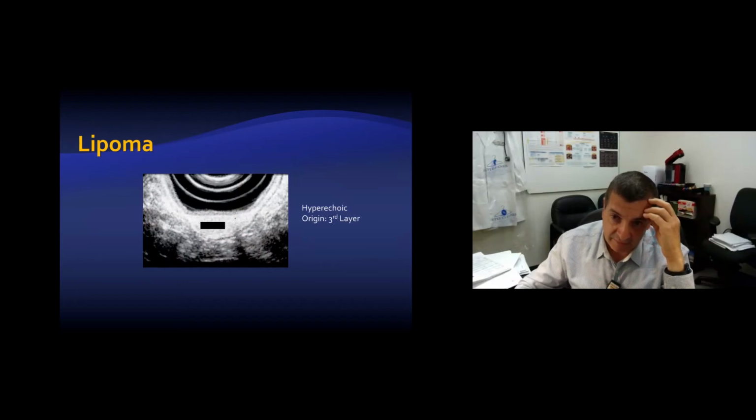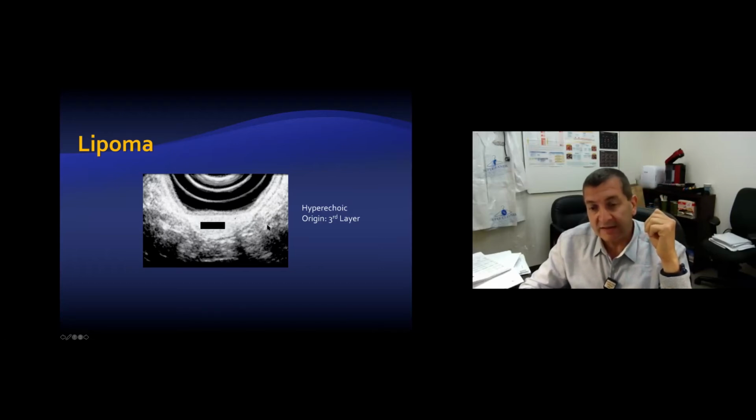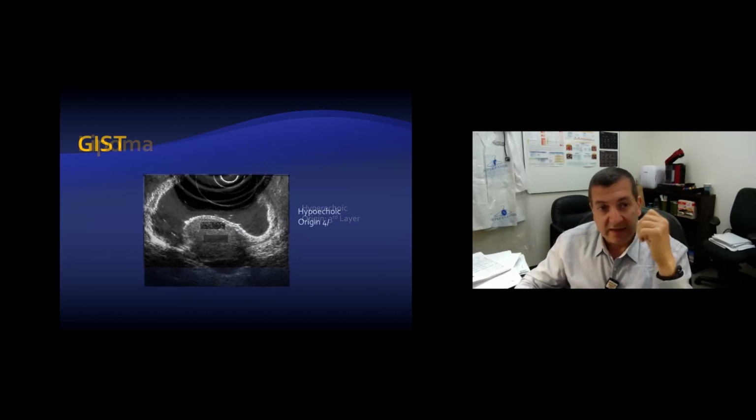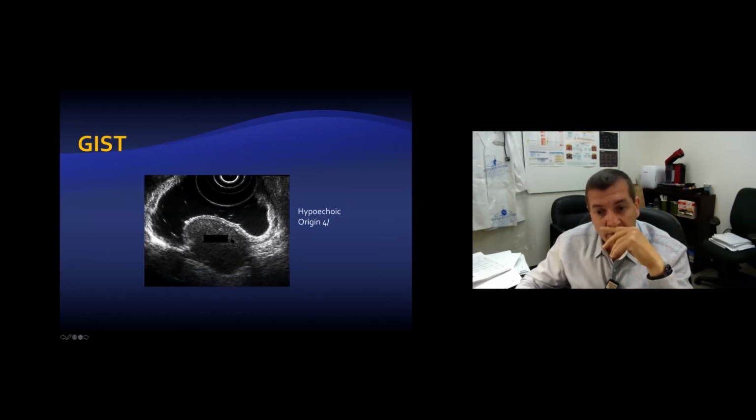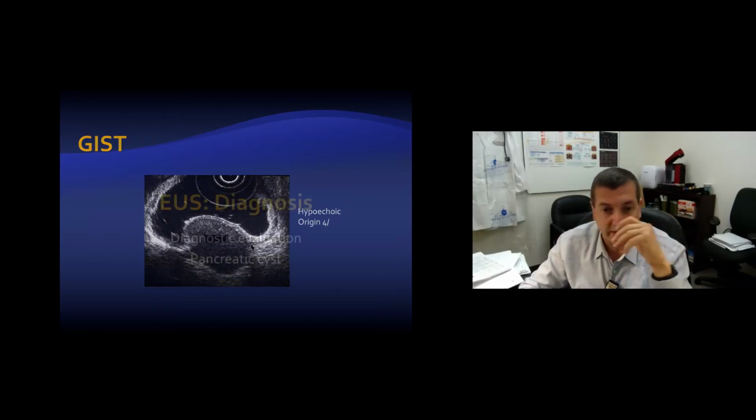So this is an example of an intramural lesion where you can see the layers, and this is in the submucosa, and then you can see it's very bright, and it is hyperechoic. That's a lipoma. This is a gastrointestinal stromal tumor, and you can see it's originating from the fourth layer here, which is the muscularis propria, and you can see a hypoechoic lesion here.